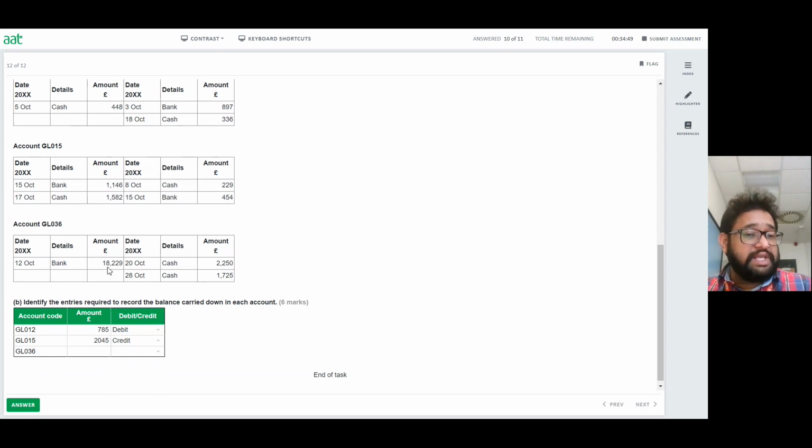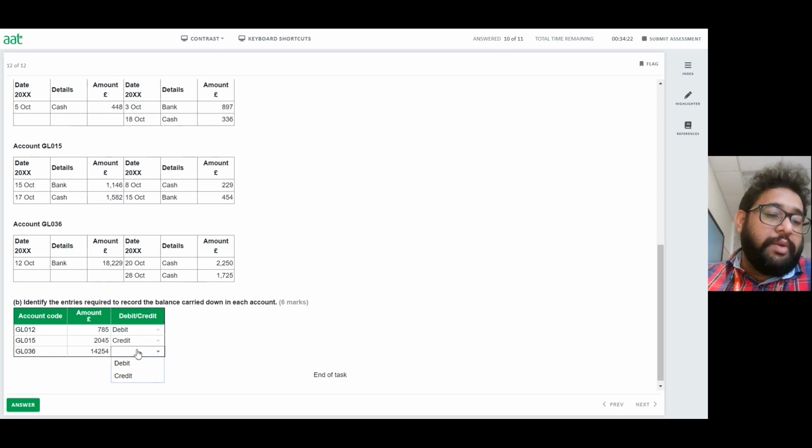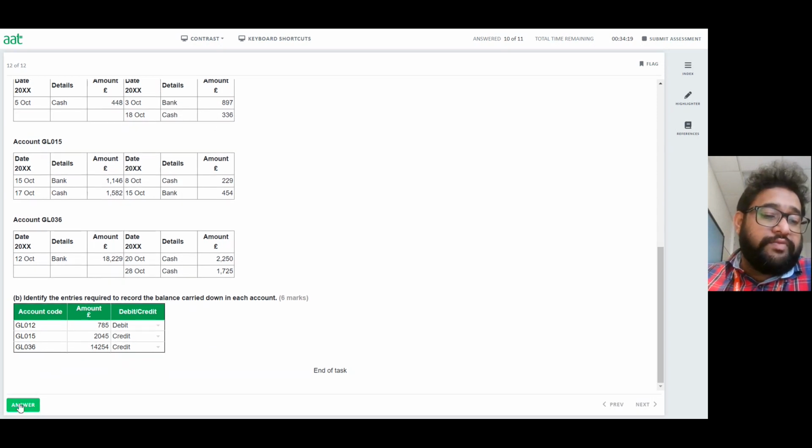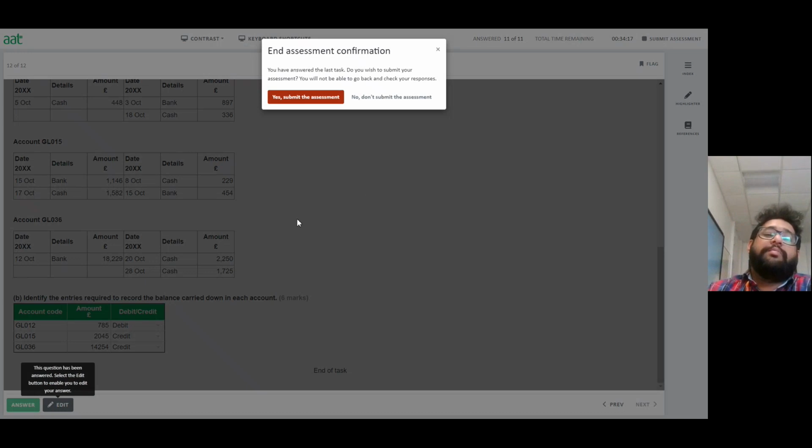The last one, but not the least: the debit side is much bigger than the credit side. The difference between those two will be the balance carried down. 18,229 minus 2250 minus 1725. That gives you 14,254 pounds. But is that going to be a debit or a credit? That's the question you're going to ask yourself. Oh yes, it's definitely going to be a credit, because the debit side is the biggest and the credit side will be opposite to that one. Right? So we've done all of them there, and we complete it.